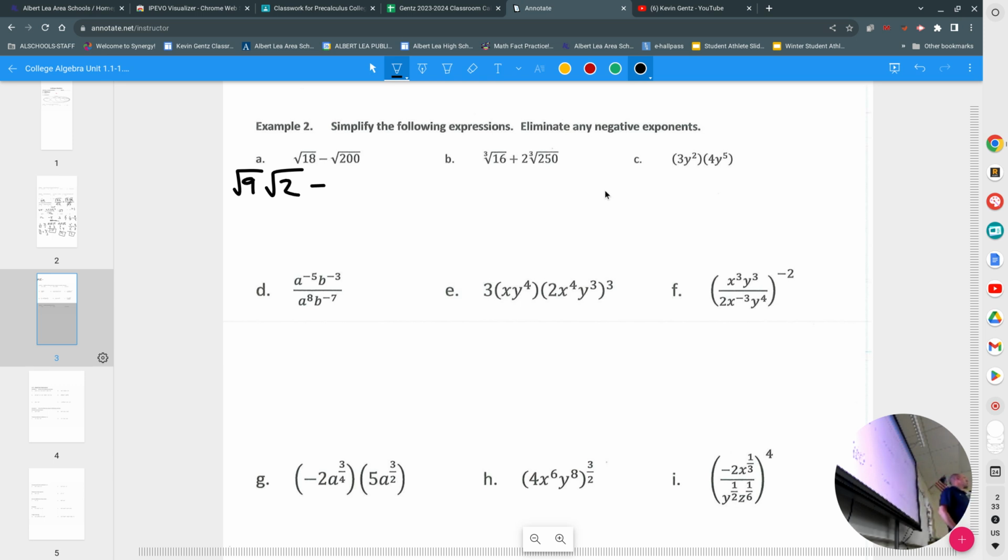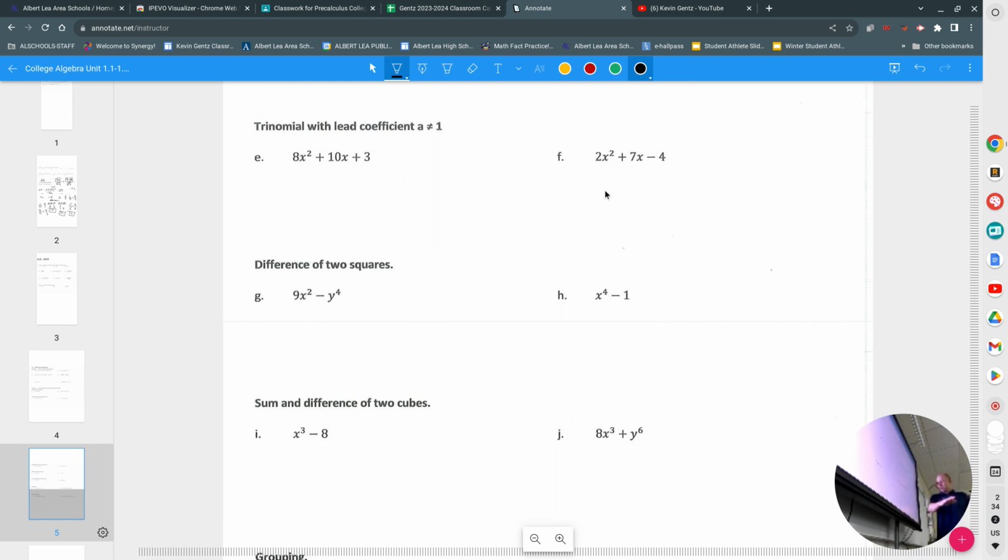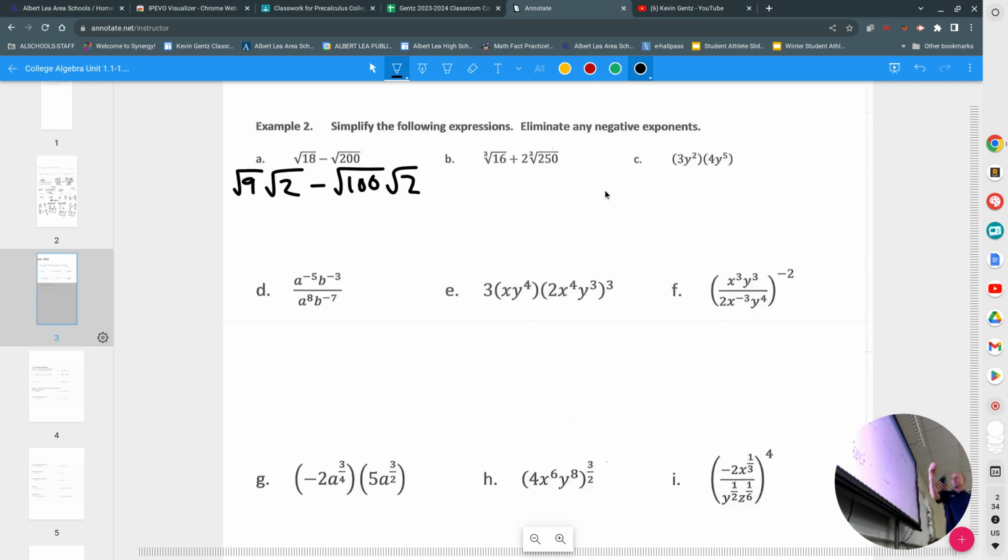Now I've got the square root of 200. What's the perfect square that divides evenly into 200? 100. So I get square root of 100 times square root of 2. Notice how both of these have the root of 2. That's a good sign. And now the square root of 9 is 3, so 3 roots of 2, minus 10 roots of 2. That gives me negative 7 roots of 2.